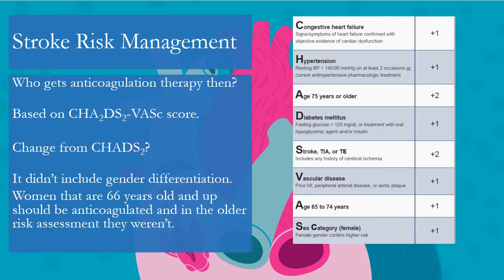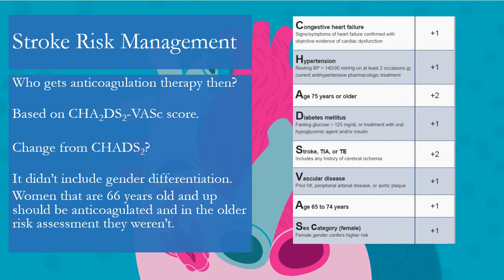So how do you choose who gets anticoagulation then? Because you do have to be selective. A lot of it's based on the CHA2DS2-VASc score. It's another one of those scoring things, but really it's just a way to remember the different parts that add up to the score.